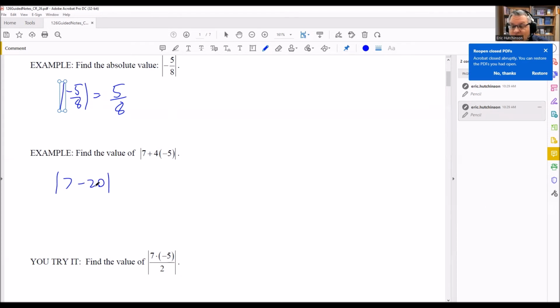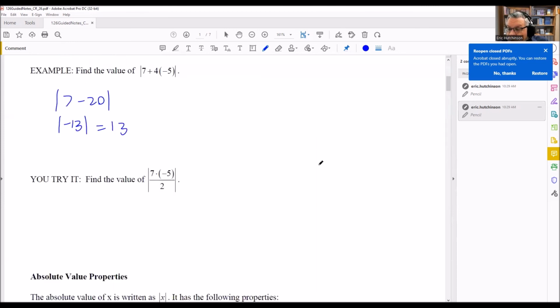So plus and minus is the same thing as negative. We're going to subtract that inside there. 7 minus 20 is going to be -13. The absolute value will always return a positive number. Whatever is inside, the result is always positive, which means that the answer is going to be 13.